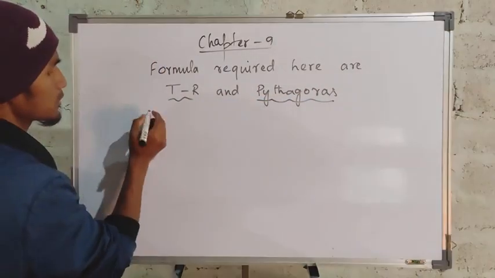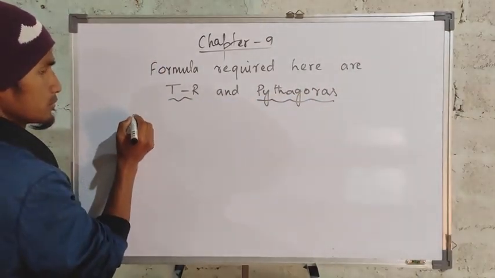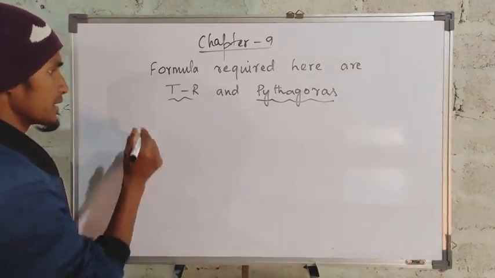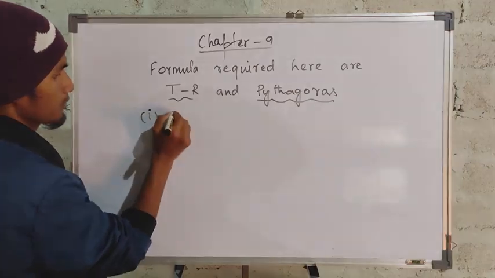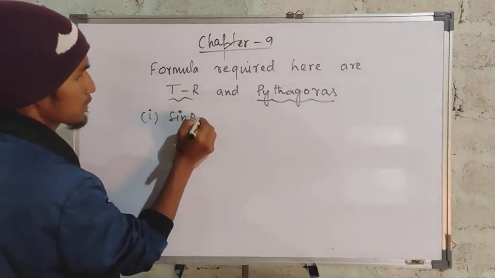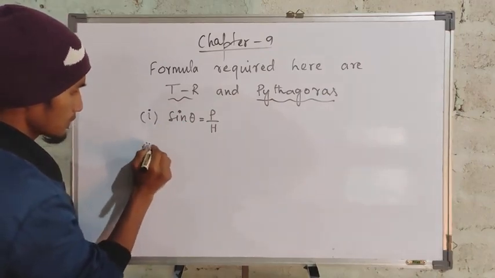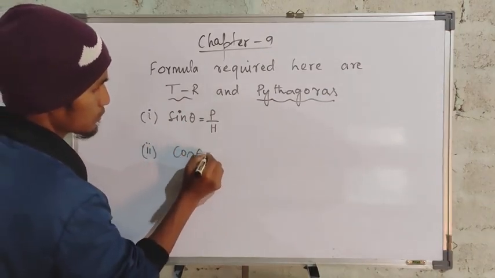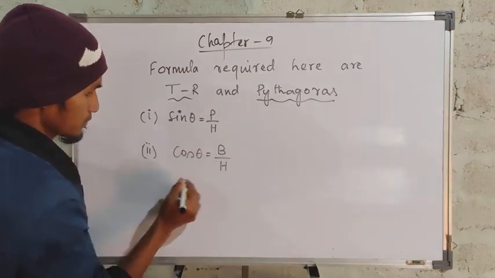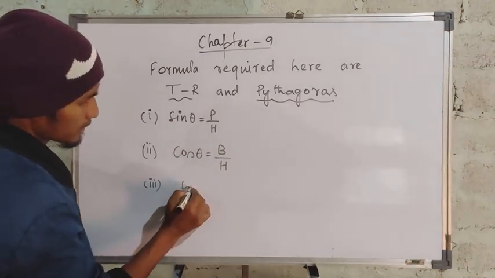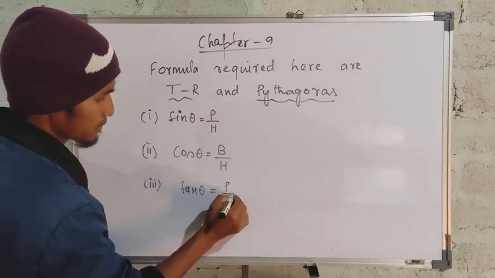Trigonometric ratios: how many of them? There are 6, but I will write only 3 of them, the most used. Sine theta is equal to P by H. Then cos theta is equal to B by H. Then tan theta is equal to P by B.